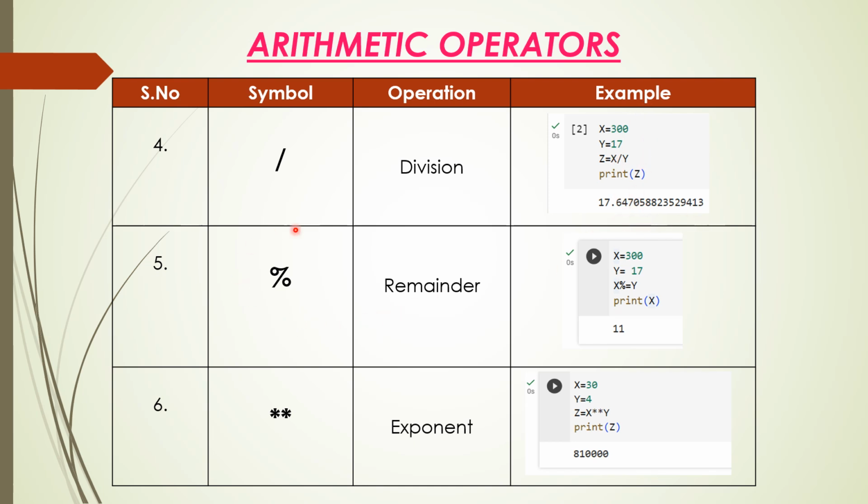And this is the modulus symbol, and here we'll get the remainder of the operation. If I do x mod y, then I'll get the remainder of that particular operation, so I get it as 11. And this is the power exponent. I put it as x power y, which means 300 power 17. So the answer is z equal to this.